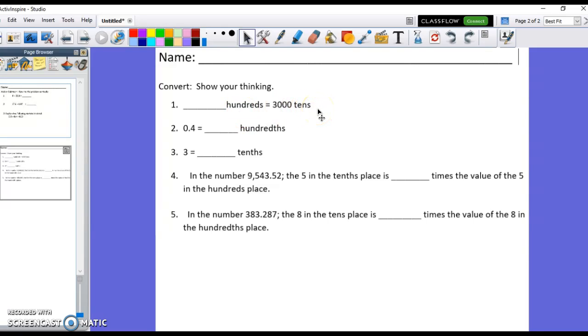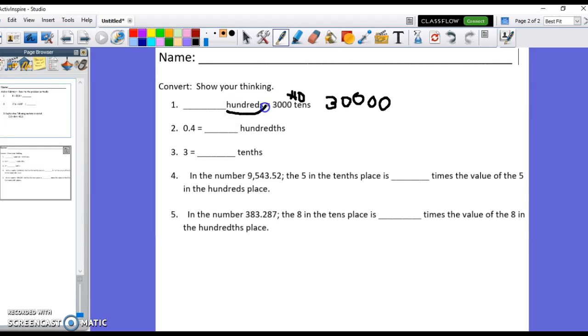You must show your thinking. Showing your thinking means you're writing down the number. So what do I know? I have 3,000 tens. Really, that's like 3,000 times 10. So I'm going to write that number in standard form. So I'm going to start by writing 3,000. When I multiply it by 10, I have another 0 added. So 3,000 tens is the same as 30,000.